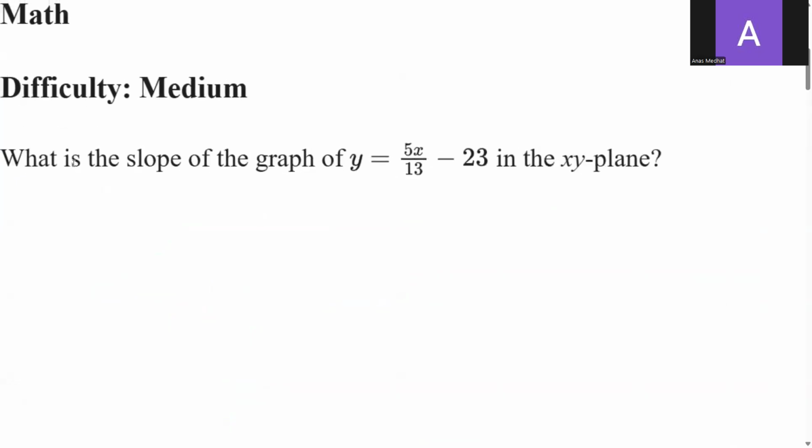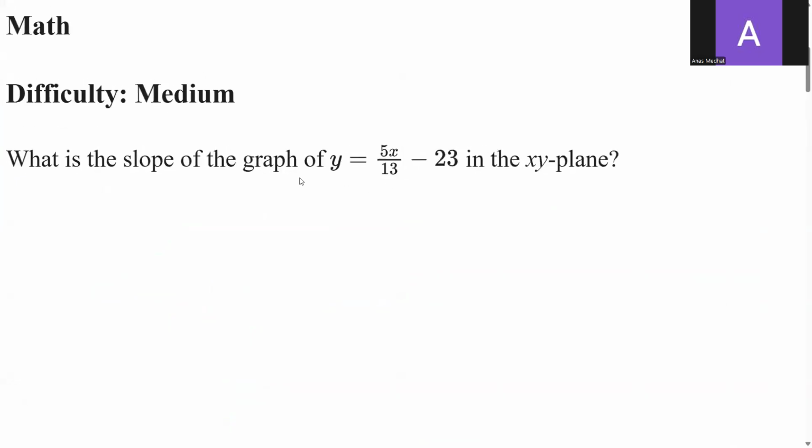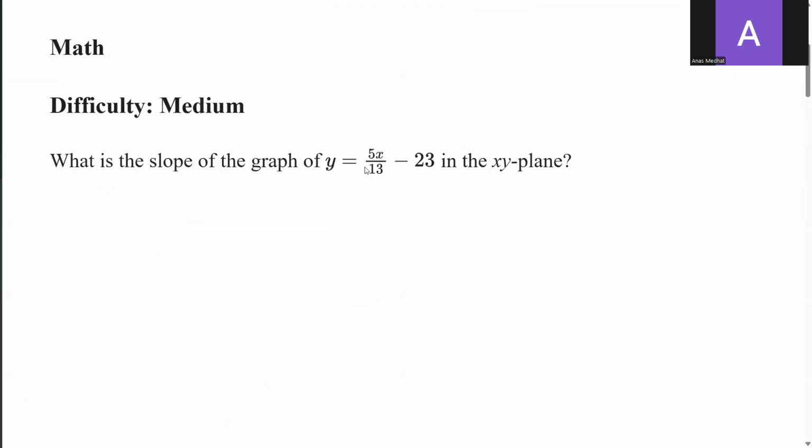What is the slope of the graph of y equals... This is an easy question. The slope is here. All you have to do is get it. The slope is always the number beside the x, the coefficient of x, the m. So it is 5 over 13 here.